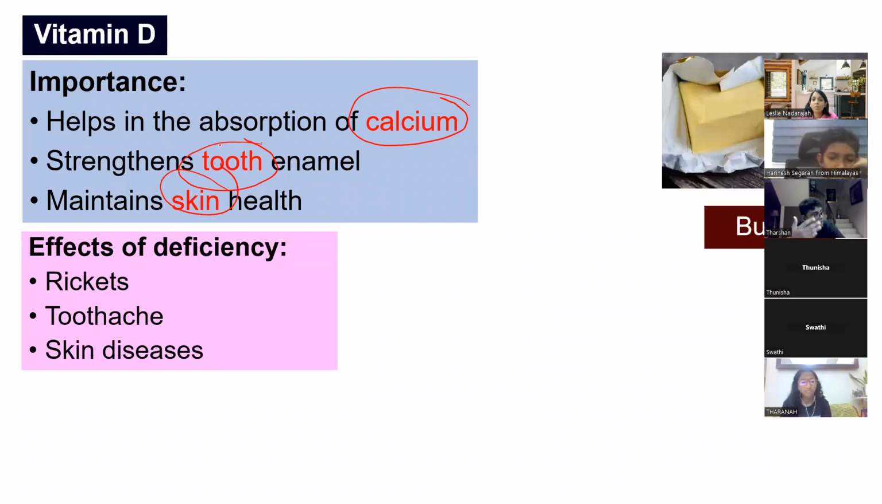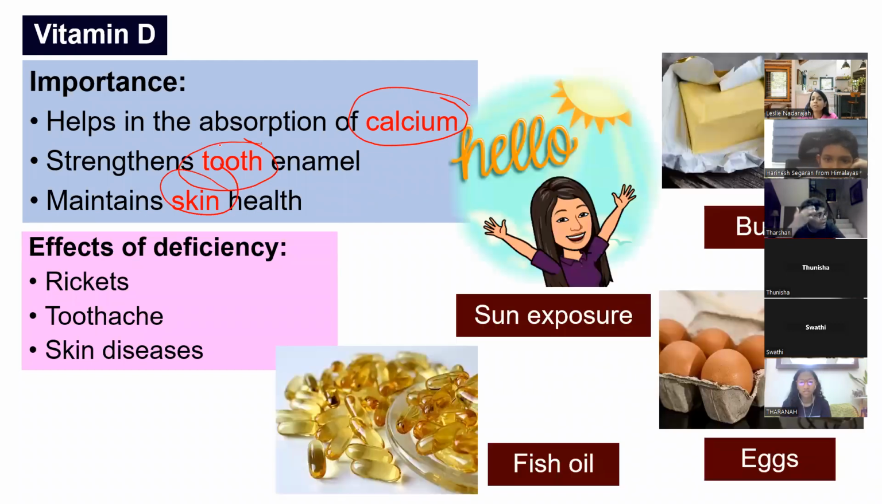Okay, so vitamin D is in butter, in eggs, in fish oil, and going out in the sun. Now, don't go in the afternoon sun, go in the morning sun. Your vitamin D is very important. So what does rickets look like? Okay, let's see what rickets looks like.